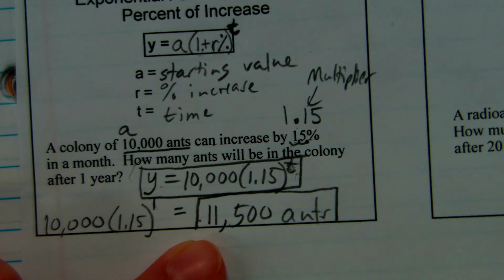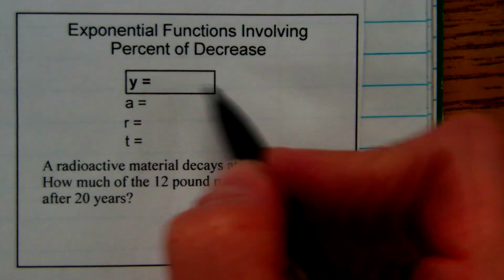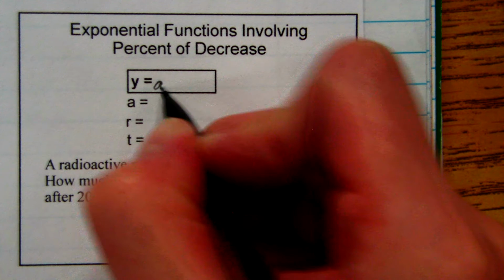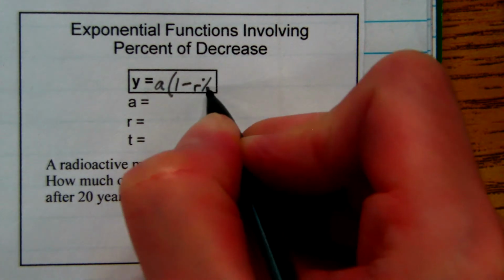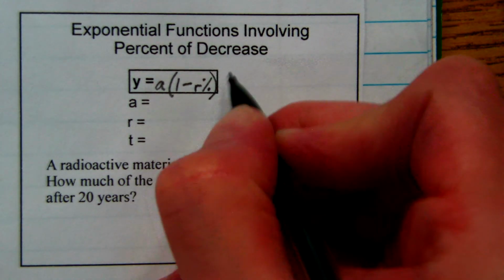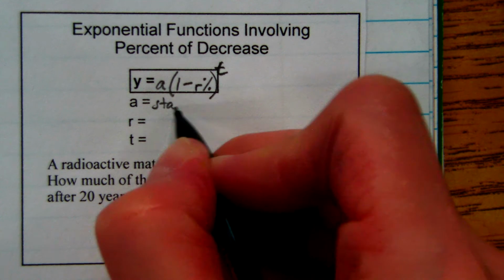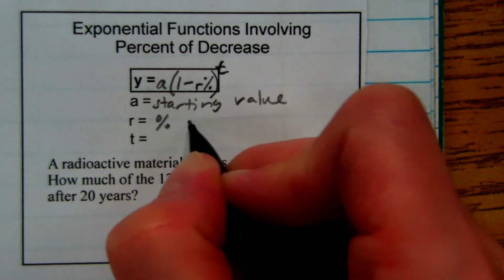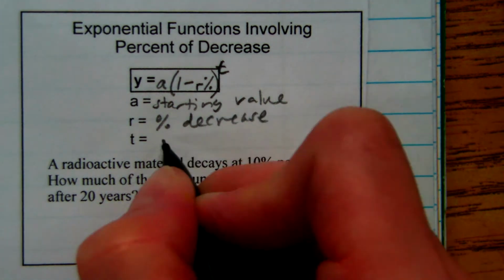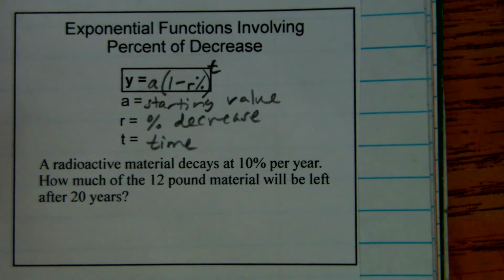All right, so what if there's a percent decrease? Then wouldn't it be decay? It would be decay. Good job. And then we're going to talk about what the equation looks like. So you're going to have A, instead of adding 1, you're going to take 1 minus the interest, the percent decrease, and then you'll take it to the t power. So A is still your starting value. R now is your percent decrease, and T is your time. So you have to subtract it instead of adding it.